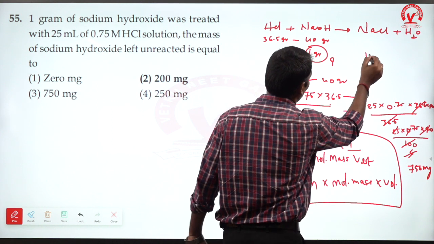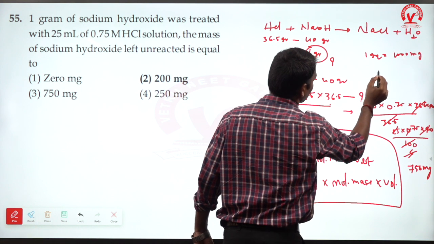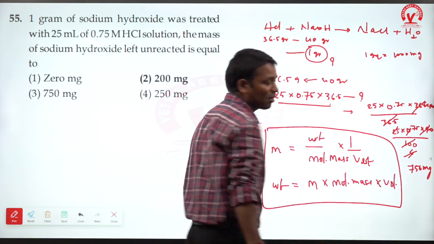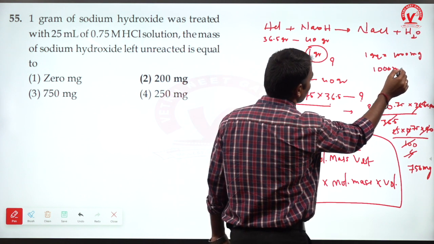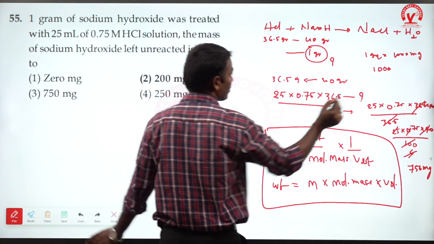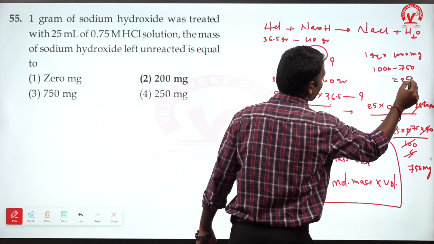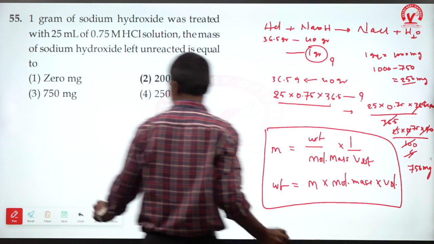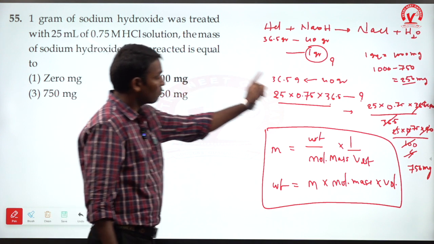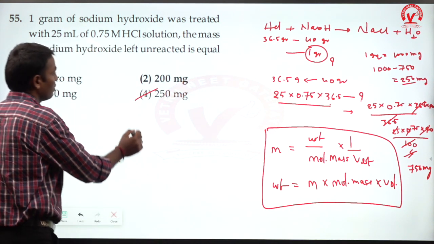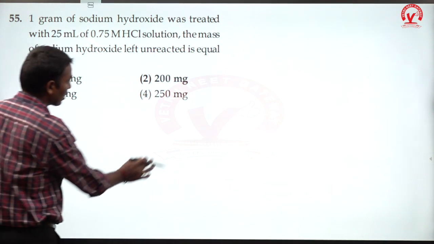Actually we have 1 gram, and 1 gram means 1000 milligrams. So how much is required here? 750 milligrams is required, and we actually have 1000 milligrams. 1000 minus 750 is equal to 250 milligrams. So 250 milligrams of NaOH is left unreacted. Then move on to the next question.